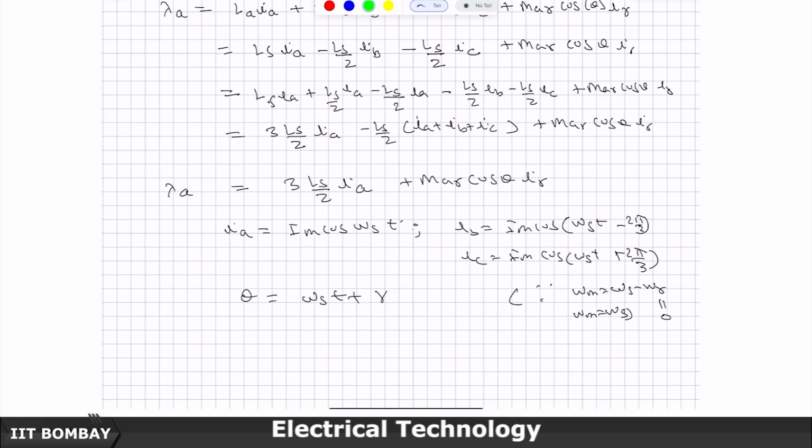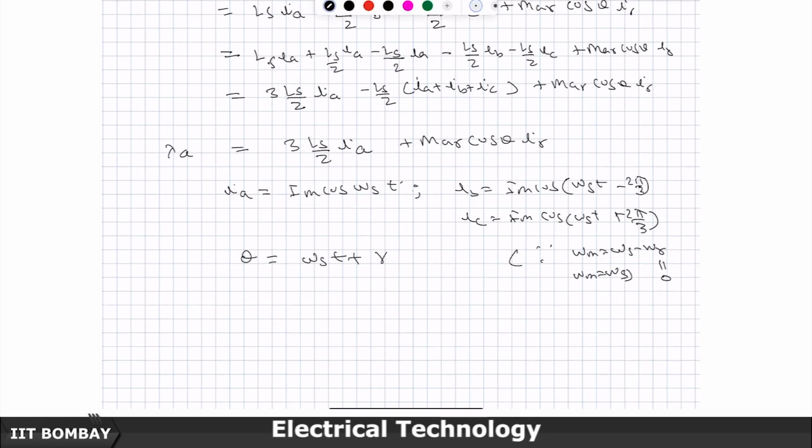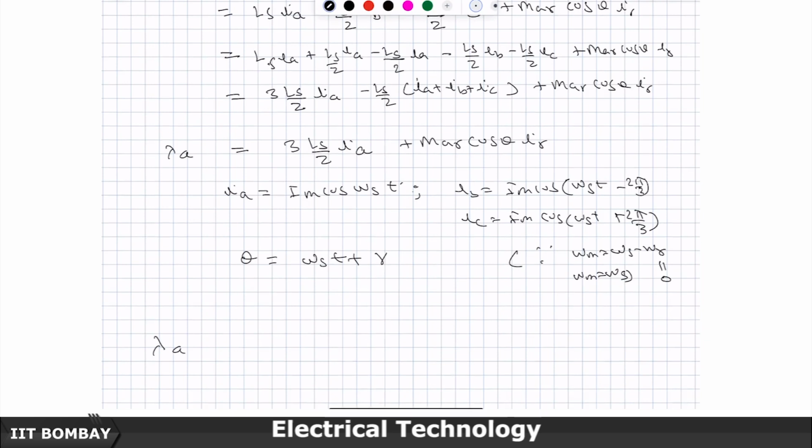Actually we had written theta equal to omega m, the rotor speed of rotation, times t plus gamma, but that omega m for a synchronous machine is the same as omega s. So, theta becomes omega s t plus gamma. Substituting this in the lambda A equation, we get lambda A as 3 by 2 Ls IA plus MAR cos of omega s t plus gamma times IR.